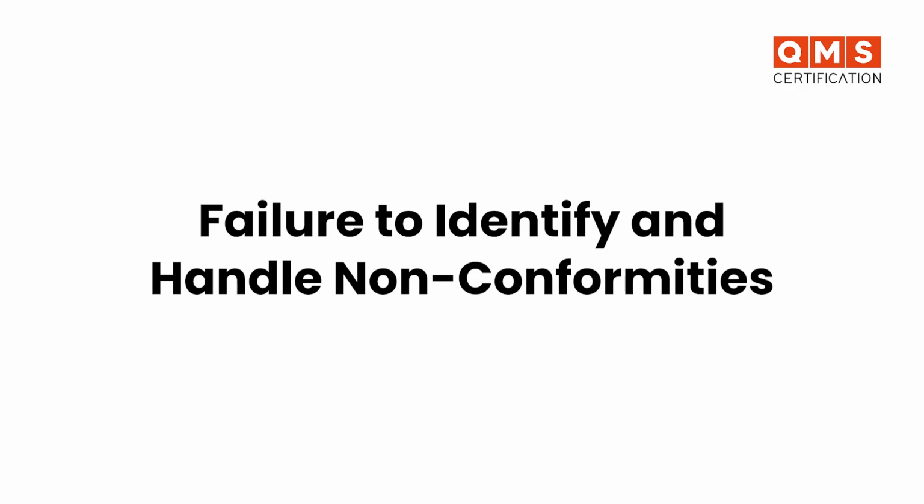Now, let's talk about the 3 main risks that could endanger your quality management system. Number 1, failure to identify and handle nonconformities. This is a serious risk and, unfortunately, very common in companies. In the quality management system, the identification of nonconformities happens all the time, in internal audits, external audits, day-to-day processes, and this is part of continuous improvement.